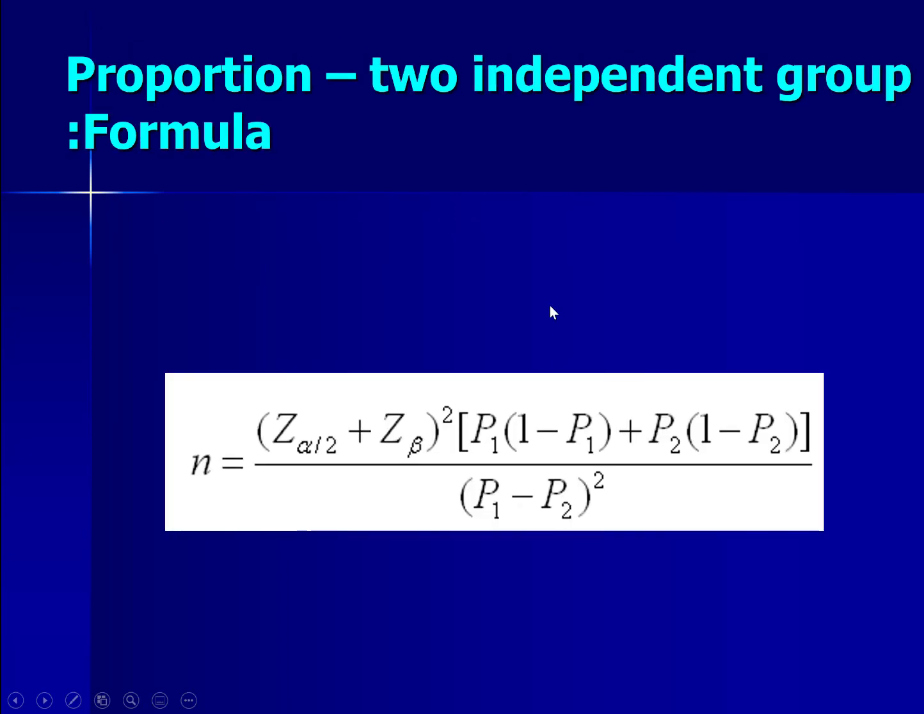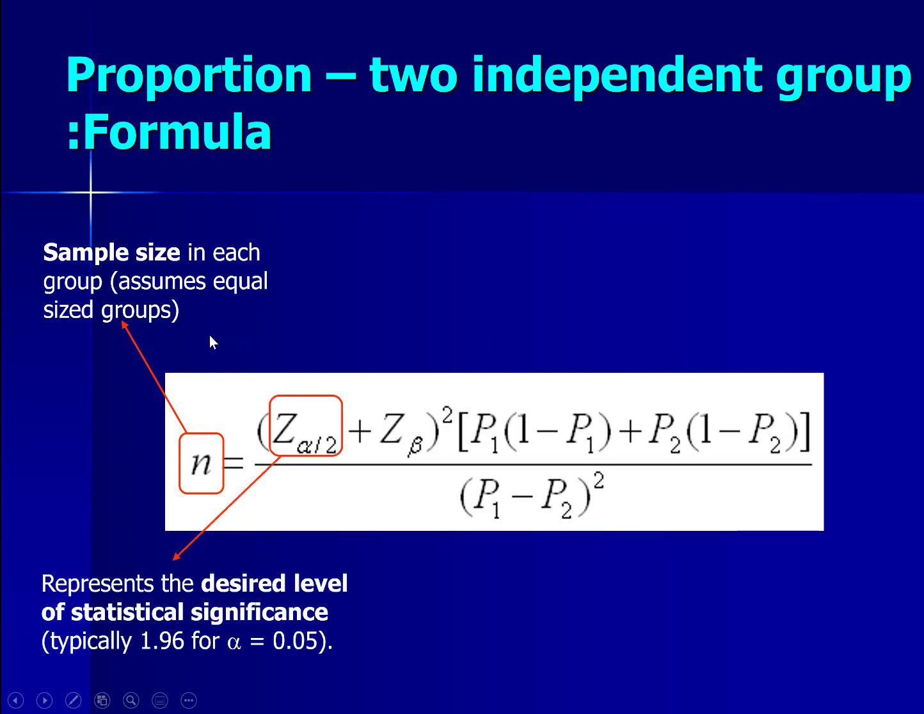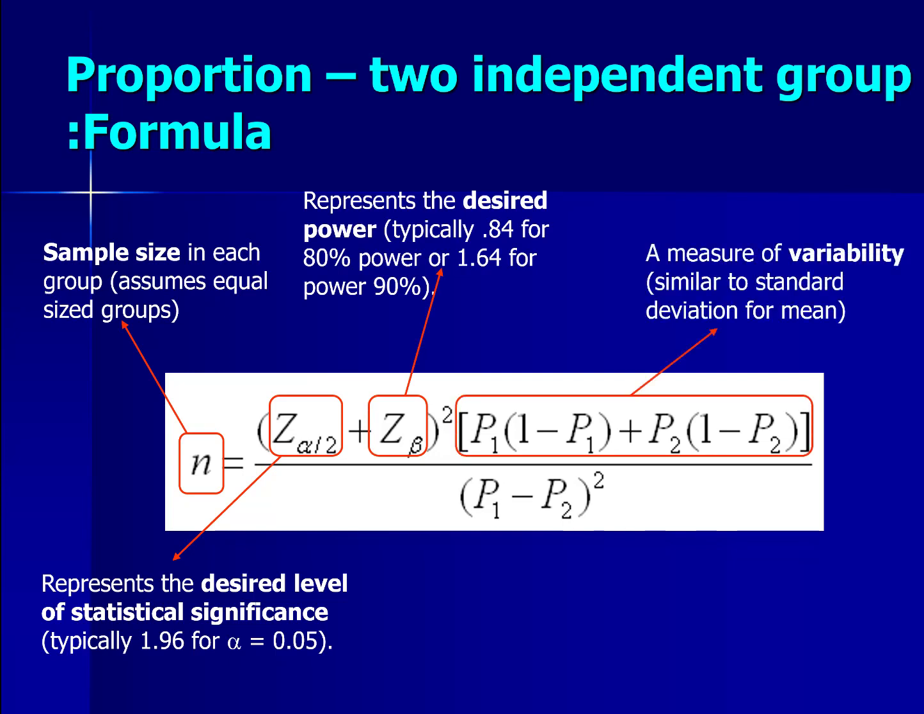Okay. Now, if we compare two groups, it's similar again. Sample size for each group. The components designate the level of significance, power, and standard error. So in continuous outcomes, we see the sigma. Here is the standard error, or the variation of the proportions, which is similar to the standard deviation of the mean. Okay, so it's the same, right?